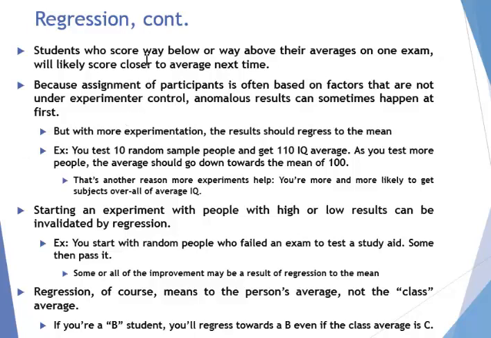Students who score way below or way above their averages in one exam will likely score closer to their average next time. The reason is, again, because the people that do something that's far from their average, it's probably because of some sort of anomaly.